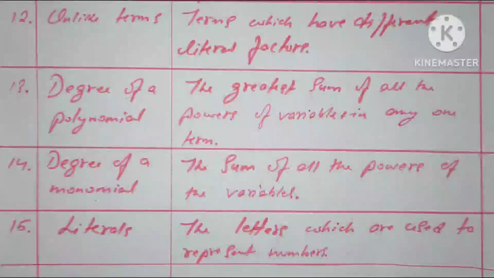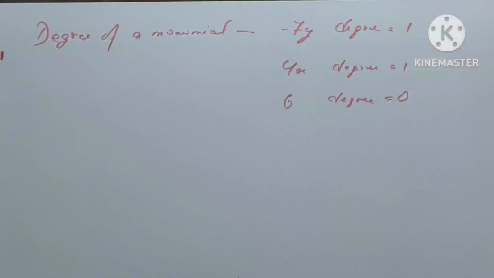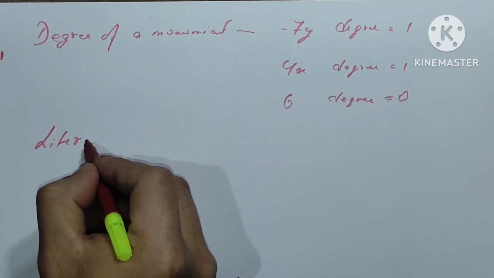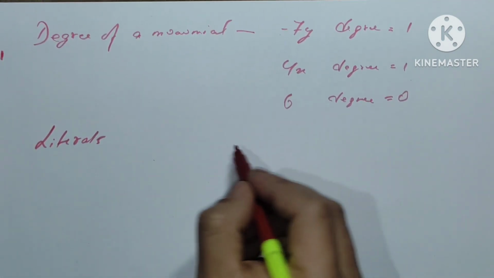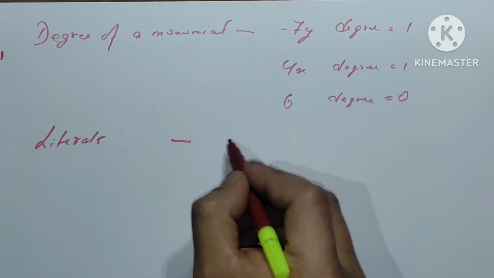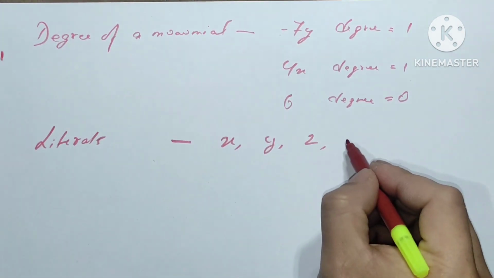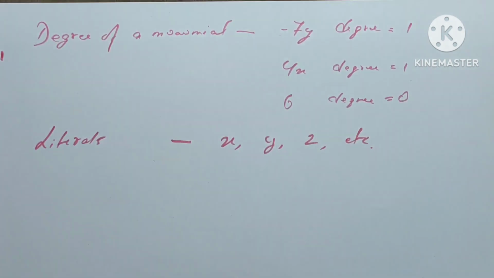Now let's go for the last term of this video, that is literals. And the definition is the letters which are used to represent numbers. Literals is nothing but an English alphabet that represents numbers. Every letter represents a number. Example like X, Y, Z, etc. These all represent numbers.